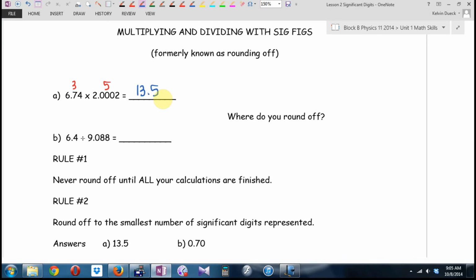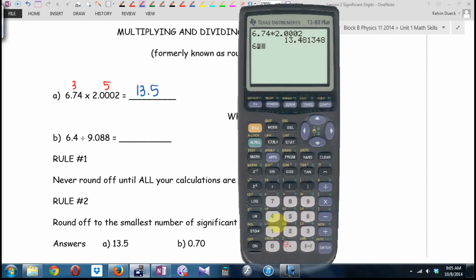Look at B. Before I even get started, how many sig figs will my final answer be? 2. Let's actually do the math now. 6.4 divided by 9.088 equals, 2 sig figs. Are you ready? 1, 2.